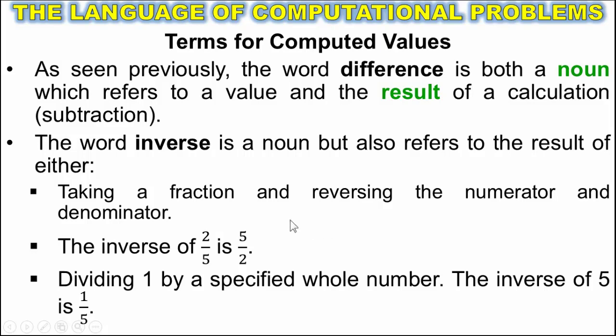For example, taking a fraction and reversing the numerator and denominator. The inverse of 2 all over 5 is 5 all over 2. Or dividing 1 by a specified whole number, the inverse of 5 is 1 all over 5.